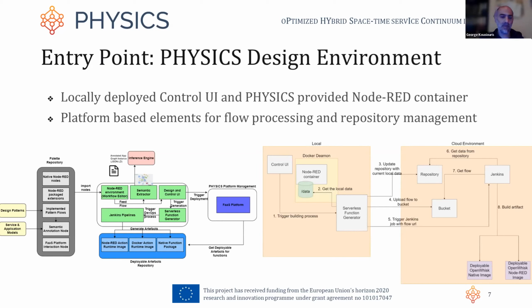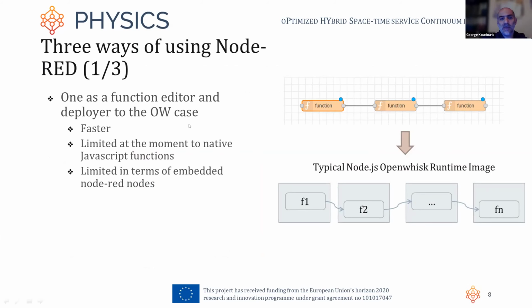And this can be either the function code in the form of a zip file, as needed by the native runtime supported by typical FaaS platforms, or it can be a whole Node-RED environment. So we have three ways of using whatever we design in Node-RED. One is to use it primarily as a function editor and deployer. So one can drag and drop pure JavaScript functions or other languages' functions in the environment. They can put their own code inside these functions.